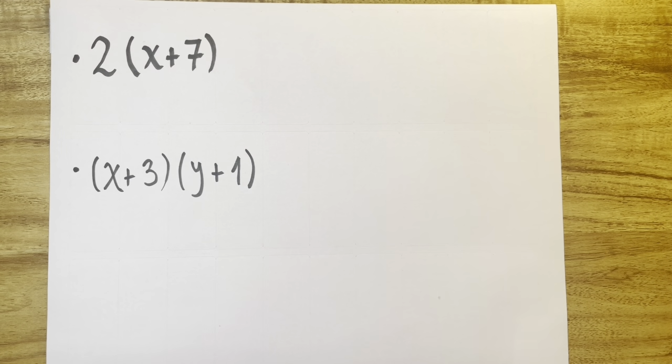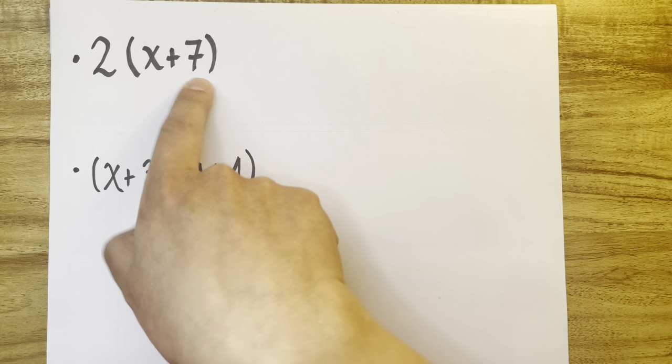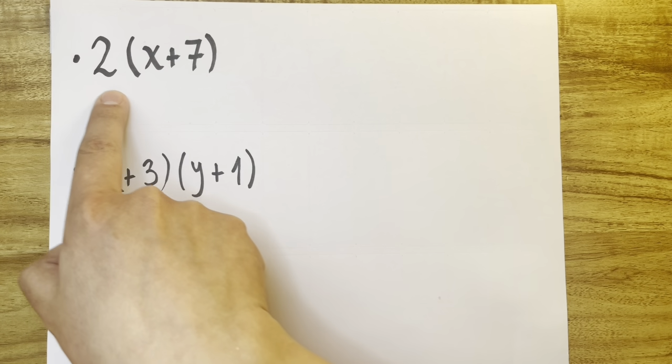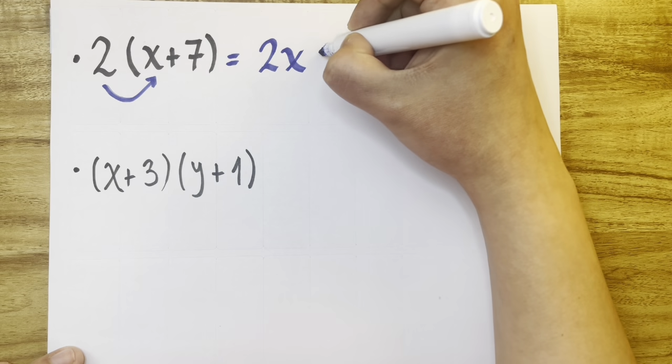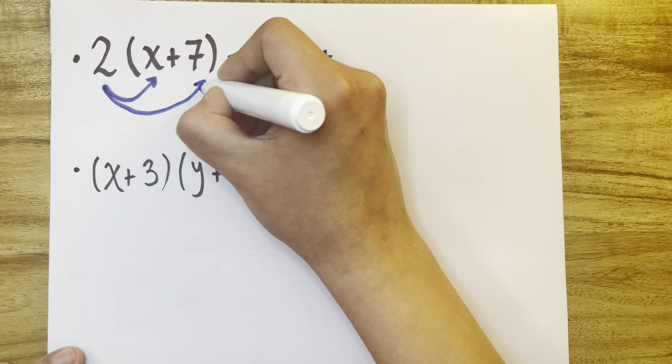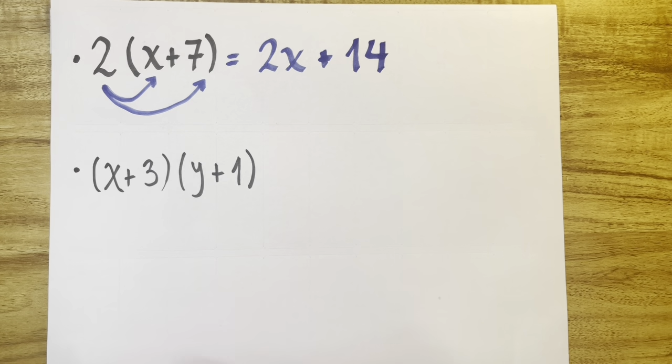Hello, in this video we're going to expand and simplify some expressions, just for practice. Let's expand this, 2 times x plus 7. Whenever we want to expand it, we have to distribute this 2. So we will have 2 times x, 2x, plus 2 times 7, which is 14, and that would be it. How about the next one?